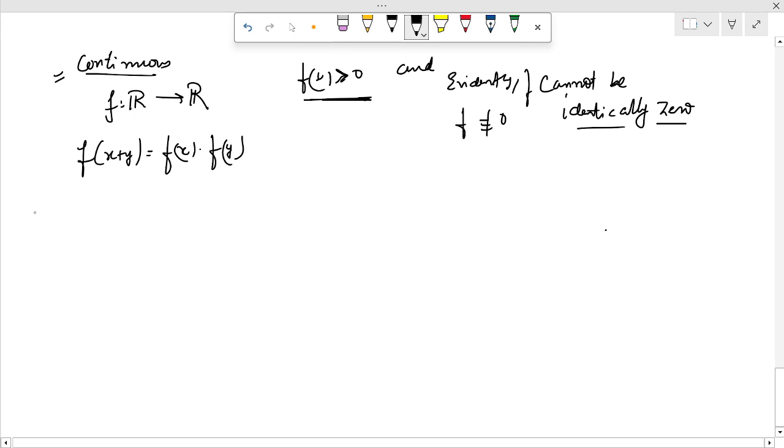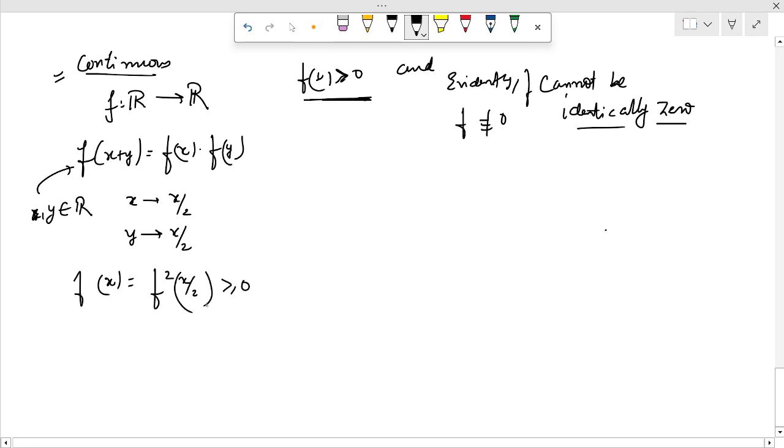Secondly, because it is defined for all x, y belonging to R, this particular equation is true for all x, y belonging to R. So instead of x, I can replace x by x/2, and simply y also by x/2, because if x is arbitrarily real, then x/2 is arbitrarily real, and y can also be replaced by x/2. X and y are both arbitrarily real. So basically, this proves that f(x) is equal to f squared of x/2. So certainly this is greater than 0.